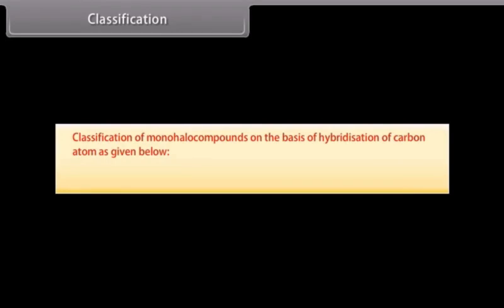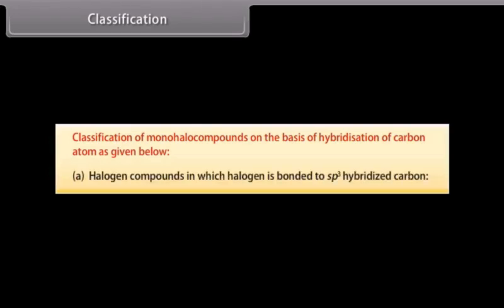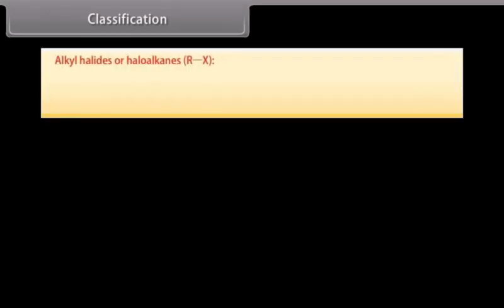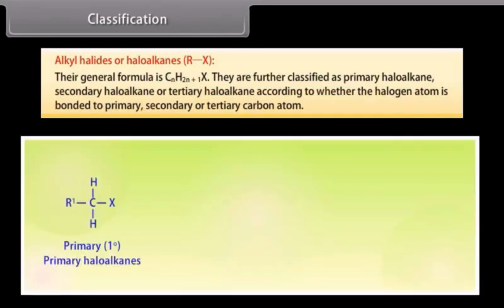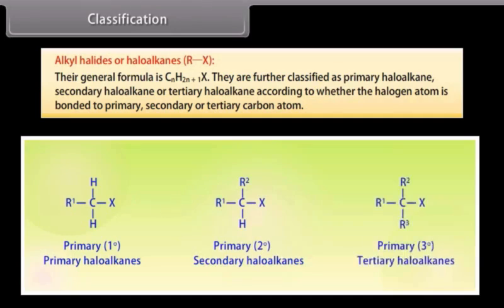Classification. Classification of monohalo compounds on the basis of hybridization of carbon atom is as given below. Halogen compounds in which halogen is bonded to sp3 hybridized carbon: alkyl halides or haloalkanes, RX. Their general formula is CnH2n+1X. They are further classified as primary, secondary, or tertiary haloalkane according to whether the halogen atom is bonded to a primary, secondary, or tertiary carbon atom.